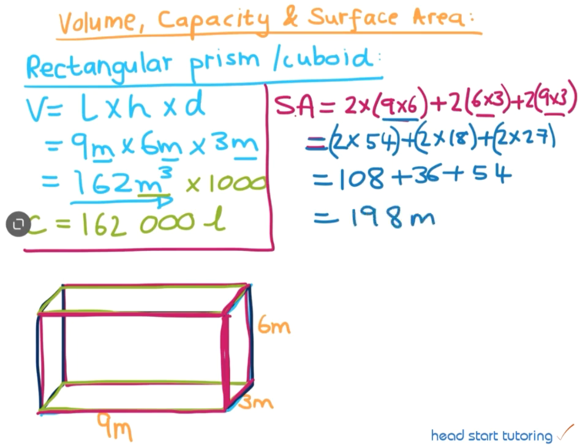And then remember, our answer is in meters squared because all these measurements were in meters. Right, so the surface area of this rectangular prism is 198 meters squared. So remember that the measurement for your surface area will always be in measurement squared, not in measurement cubed, but your volume will always be in your measurement cubed.